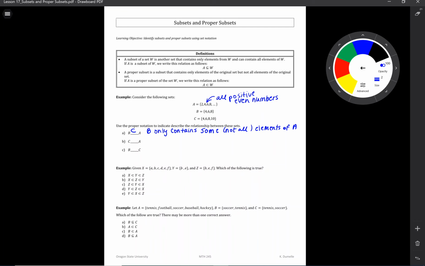Next, we want to determine how C is related to A. Well, again, C does only contain elements from A, but it does not contain every single one. So C only contains some, not all, elements of A. So that means that C is a proper subset of A.